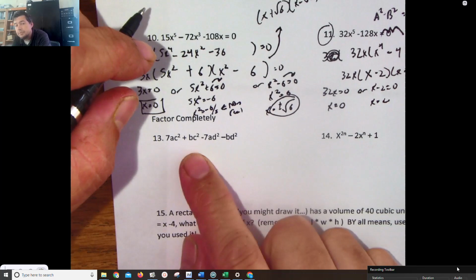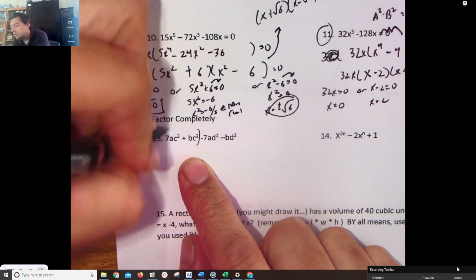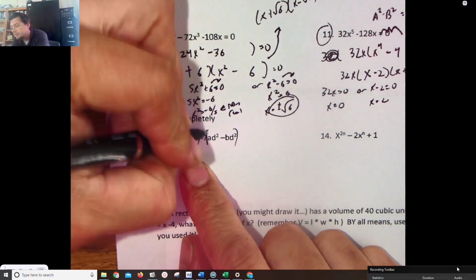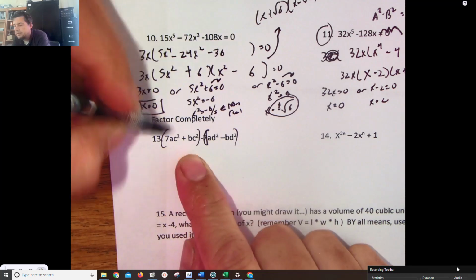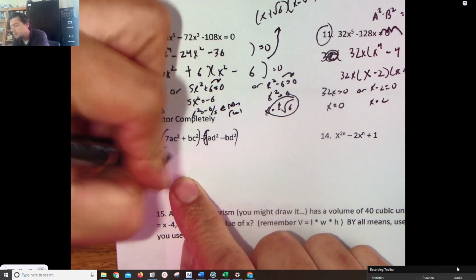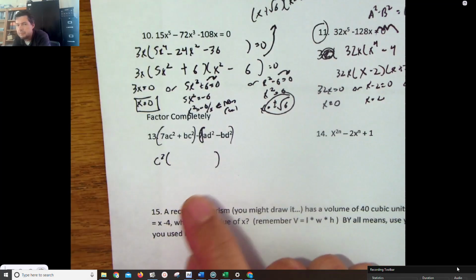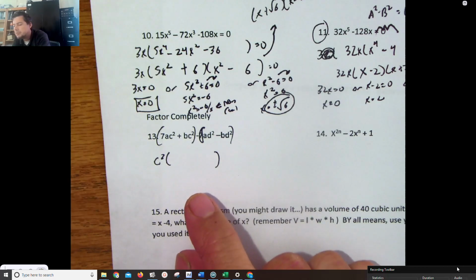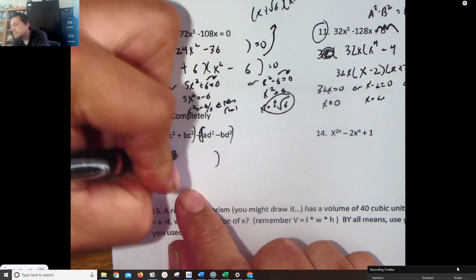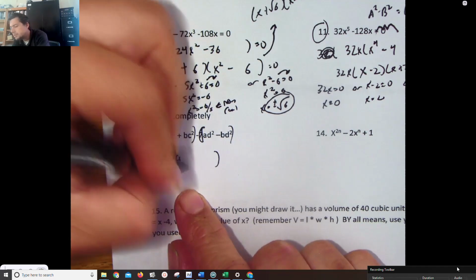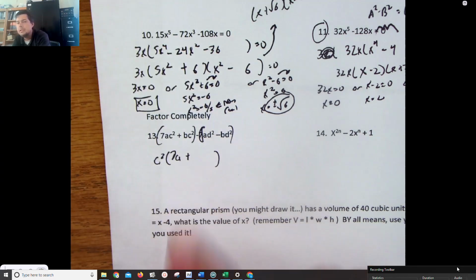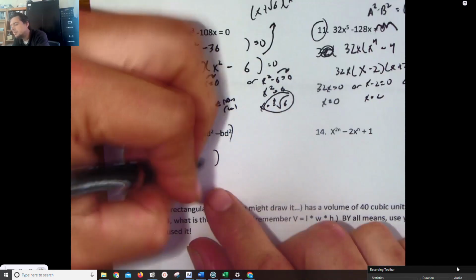This is a 4-term thing. Again, you just kind of focus on the first pair and the second pair. I notice that both of these have a c squared in them, so I'm going to pull it. It's the first commandment of math. If you can pull it, you pull it. If you pull a c squared from 7ac squared, there's got to be a 7a left. There's a plus sign, so there better be a plus sign. If you pull a c squared from bc squared, there's got to be a b.